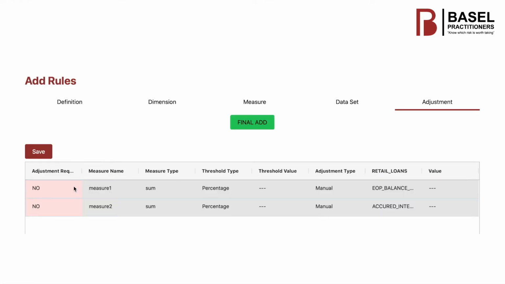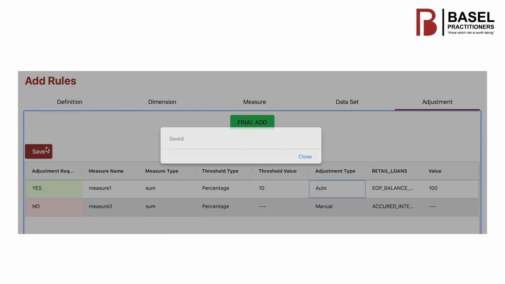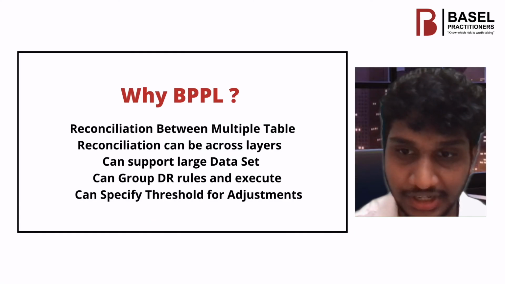Now in the fifth step, you can see as you defined two measures, there are two rows here. So you can select which measure you want adjustment for. You can select threshold percentage or threshold amount. Now I'll select threshold percentage. That means if there is a mismatch of 10%, then there will be auto adjustment done to the corresponding RHS table. So that's it I had for data recon.